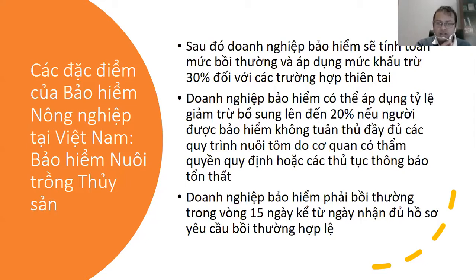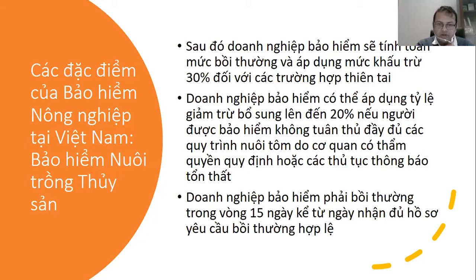An additional deductible of 20% is also applicable if the insured party or the policyholder has failed to comply with the shrimp raising processes as regulated by the competent authorities, or if they have not complied with the loss notification process. Essentially it's a penalty on the farmer if they have not complied with good farming practices, the good shrimp raising processes, or the loss reporting processes.